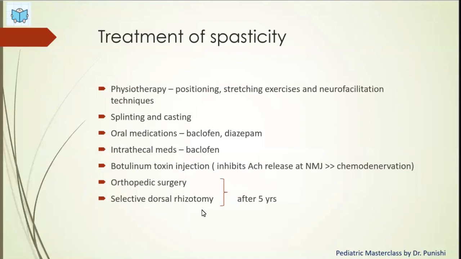But remember, these are only to be done after 5 years of age. So till 5 years of age, you try as much as you can with physiotherapy, with oral medications, or with the botulinum injection. And if all of that is unsuccessful, then what you move ahead with is surgery. So remember, if you have a child who's less than 5 years of age, you don't mention surgery because that's not something that you will do upfront. Try the other things first.